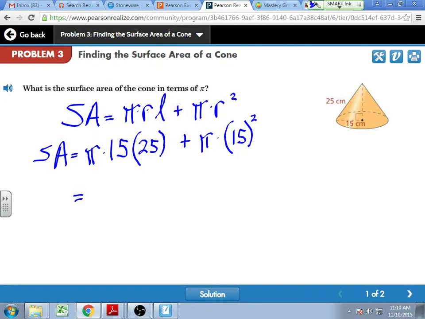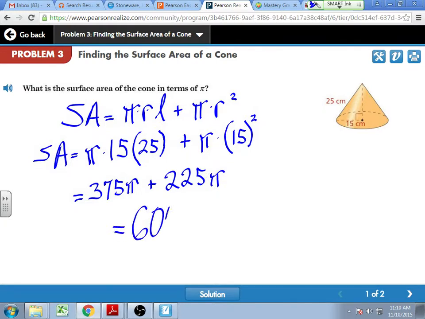To show my work, 15 times 25 is 375 pi. 15 squared should be 225, right? Yeah. We get 600 pi, and we label it centimeters squared because it's still surface area.